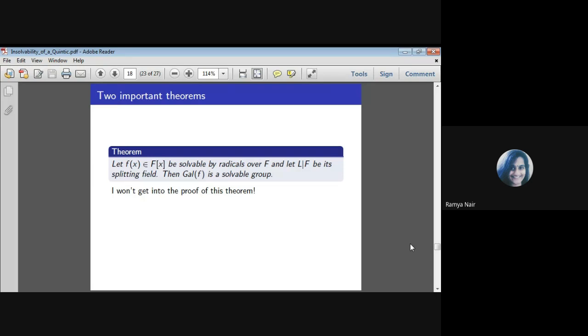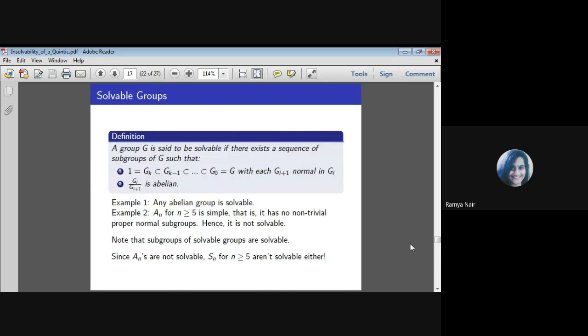So the theorem says that the Galois group of f is a solvable group. This is an exercise in group theory and a little bit of field theory. We won't get into that. This is just a theorem that says that the Galois group of a polynomial is a solvable group. So it satisfies those two conditions that I had mentioned before. You have a sequence like this and you have this quotient to be abelian.